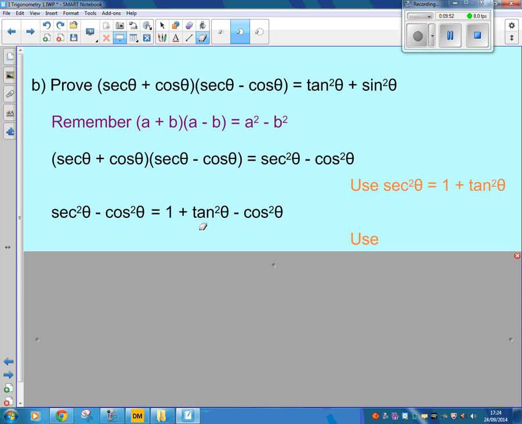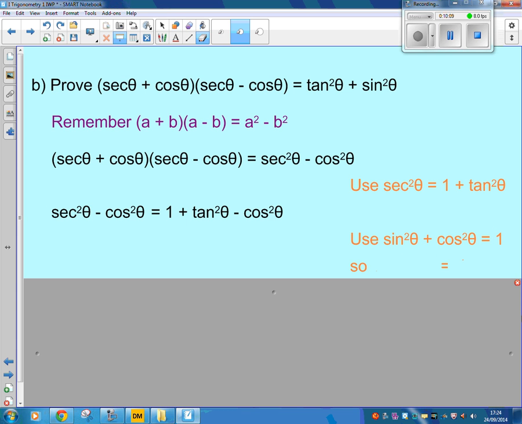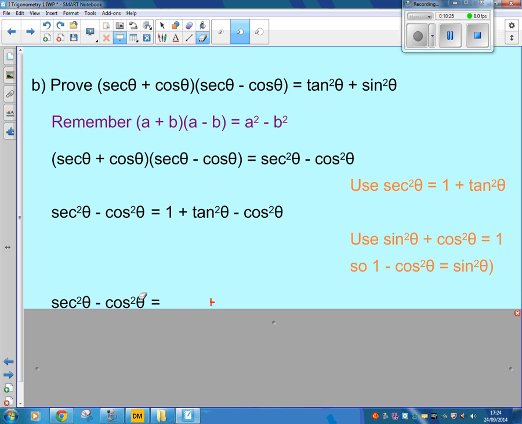Now we need to say we've got tan squared, we don't want 1 minus cos squared, we want sine squared. So think of a connection between sine squared and cos squared. Again, use sine squared plus cos squared is 1. You've got 1 minus cos squared. Well, if we do 1 and we minus the cos squared, that is equal to the sine squared. It's just rearranging this equation. So you get that 1 minus cos squared, that part, can be replaced by the sine squared, and then you've got there that this is equal to your tan squared plus your sine squared.